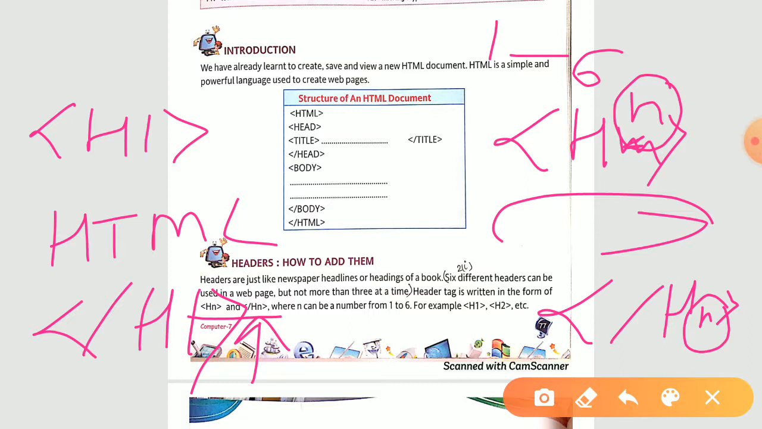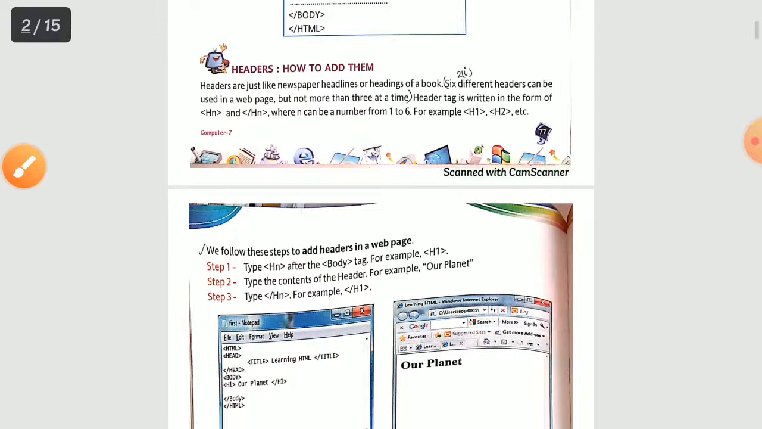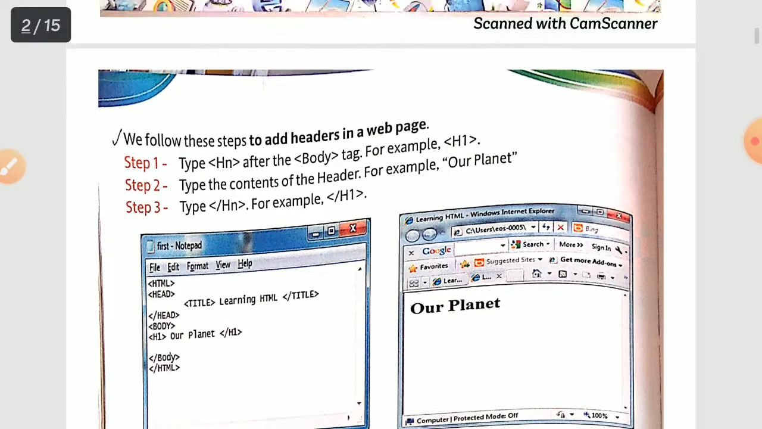Okay, now h1 if you choose, then your heading will be of larger size. h2 if you choose, then your heading will be somewhat smaller than h1. h3 you will choose, then the heading would be much smaller than h2 and h1, and the sequence goes on and on till your heading number 6. Okay, now we are having certain steps on the next page. If you see, certain steps that how we are going to add headers in a web page.